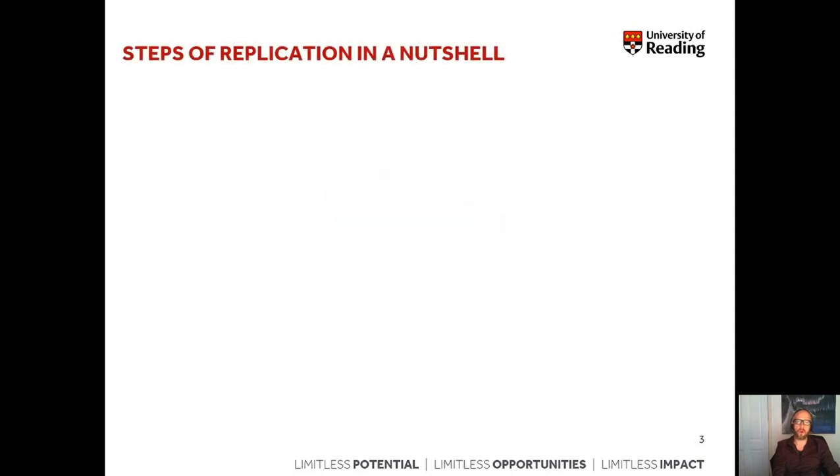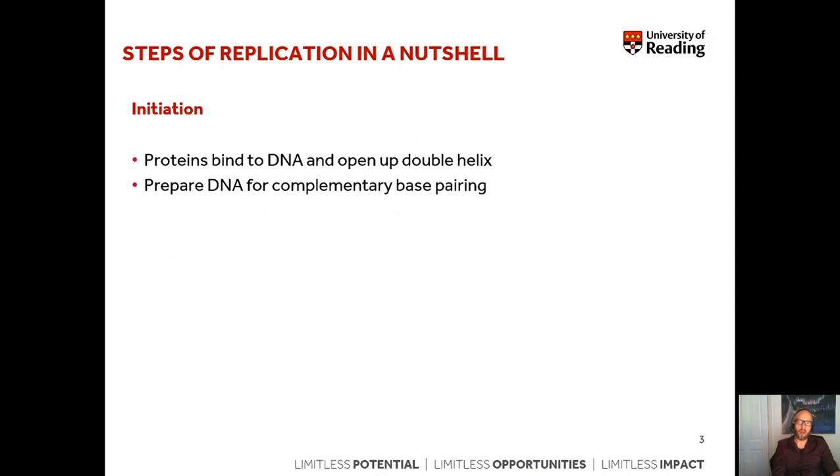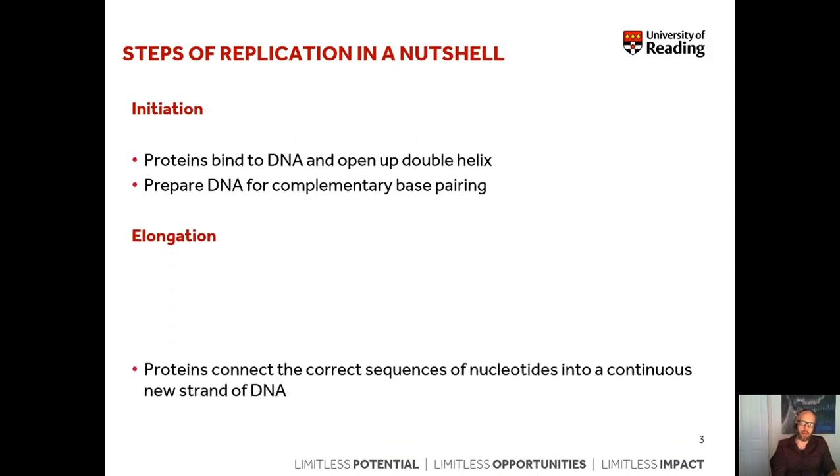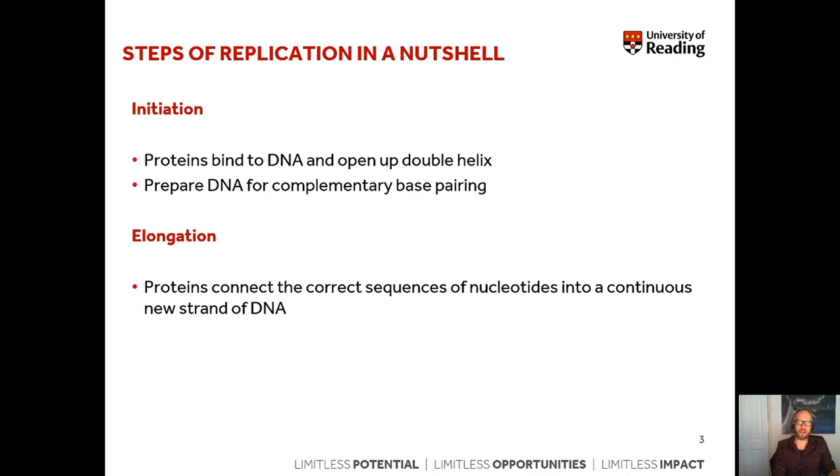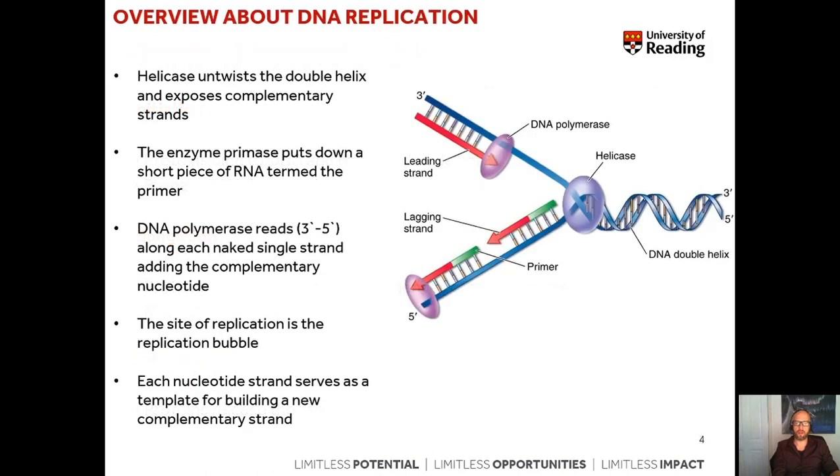our last lecture. So, what are the steps of replication in a nutshell? Obviously, replication starts with the initiation. During initiation, proteins bind to the DNA and open up the double helix. In addition, during this step, DNA is getting prepared for complementary base pairing. The next step, elongation, includes proteins that connect the correct sequences of nucleotides into a continuous new strand of the DNA. Finally, the last step of replication is the termination, where proteins release the replication complex.